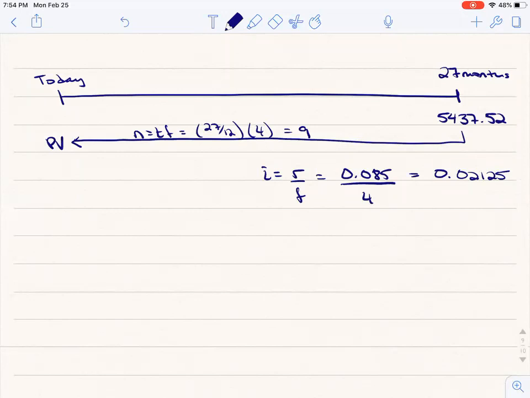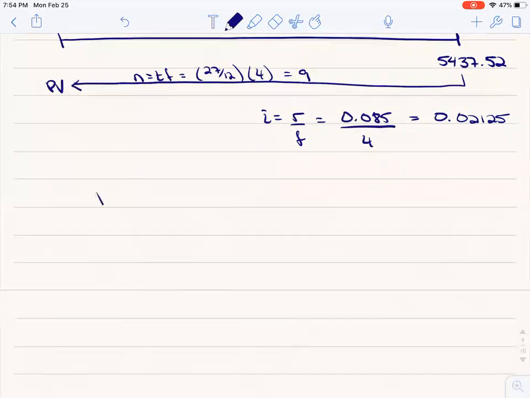So now we have all the information, right? We want to solve for the present value. We know the future value. We know n and we know i. Now we can go ahead and solve this problem. So now, oh, I guess you don't have to solve for it in general. I always forget that the formulas are derived for you. The present value formula is on the formula sheet. So I guess you don't have to show it. We can just use it.